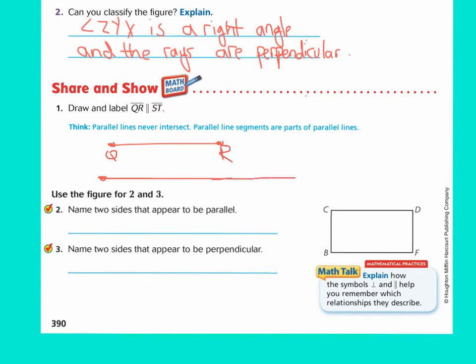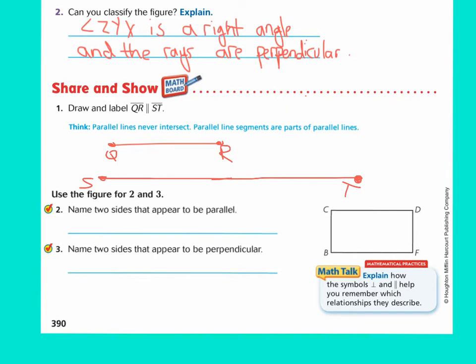Now this ST might be longer, right? It might be all the way out here, but they're still parallel to each other. It doesn't matter how long one is to the other. They just need to be the same distance apart. So line segment QR is parallel to line segment ST. Gosh, I was goofing all those terms up there. Sorry about that.